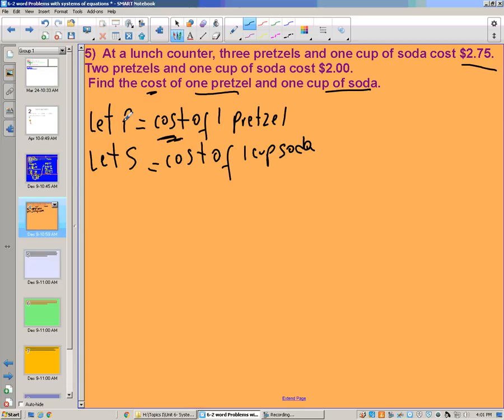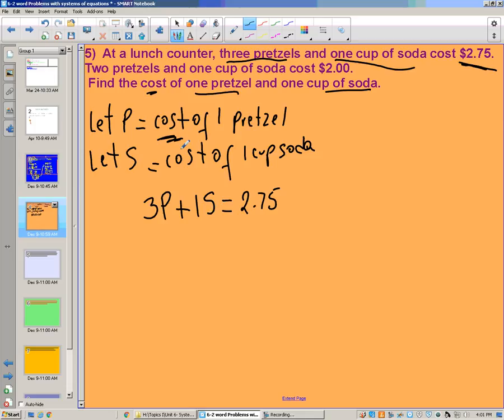Now that I have my variables and I know what they represent, I can start writing some equations. So what are the equations here? I know that 3 pretzels and 1 cup of soda cost that much. So if I buy 3 pretzels, so 3 pretzels times the cost of 1 pretzel, right? So 3P plus 1 cup of soda, 1S, or S, equals 275. There's my first equation: 3 times the cost of 1 pretzel plus 1 times the cost of 1 soda.